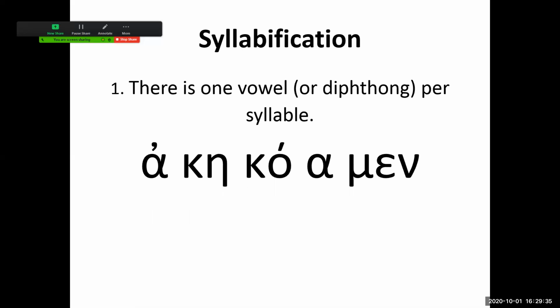Here's one rule. There is one vowel or diphthong per syllable. So this word reads ke, ko, amen. Each syllable is pronounced separately. Ke, ko. Accent, notice. Ke, ko, amen.